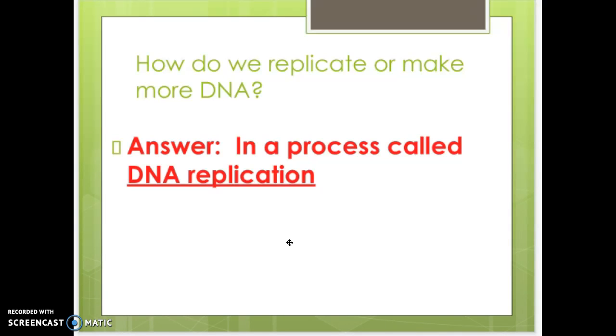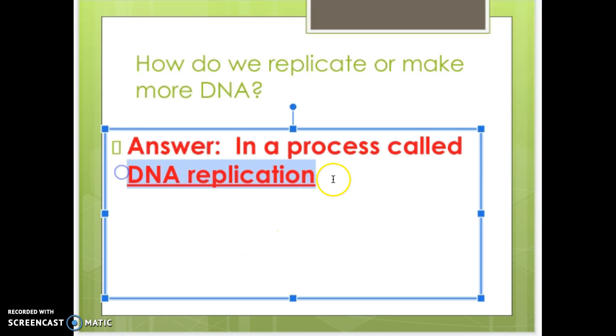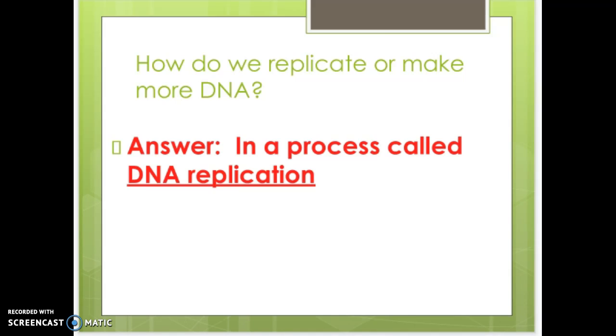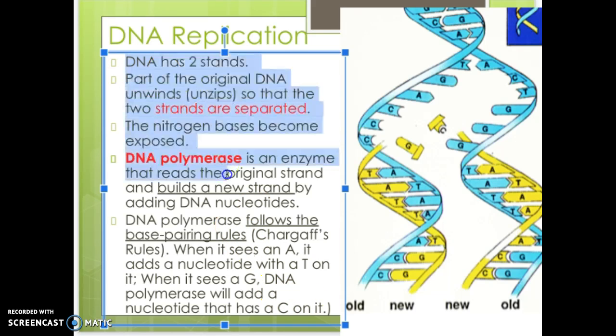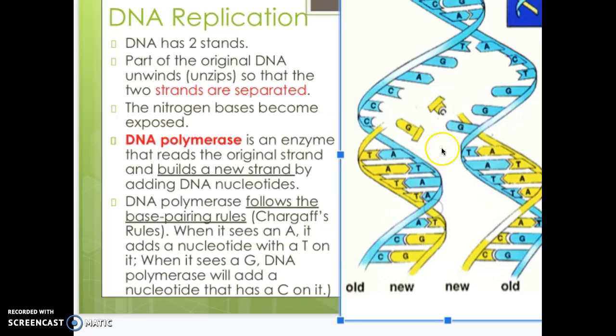Now we're going into how DNA is duplicated. So how do you duplicate? How do you make more DNA? And this process is called DNA replication. So DNA replication is how you make more DNA. So if you look at the picture, if you get a little bit confused, everything is here. But I'm going to explain it using the picture.